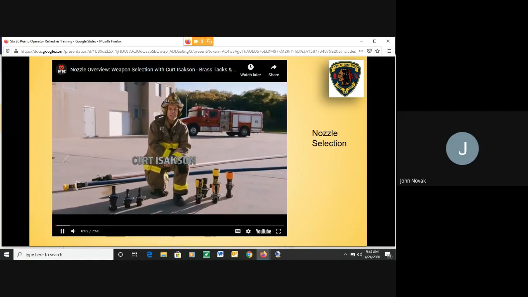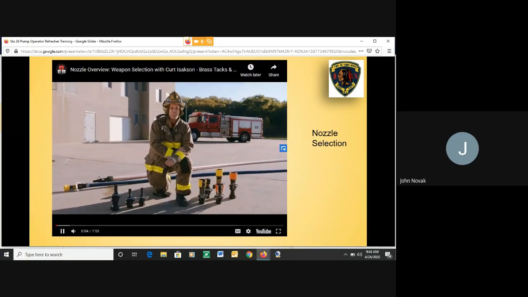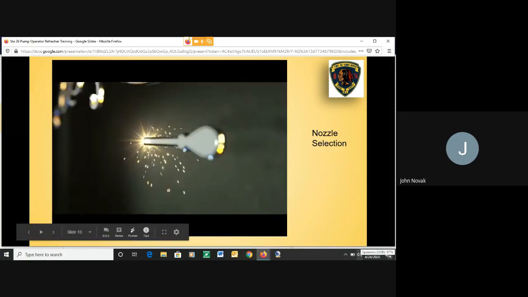Isaacson here with the brass tacks and hard facts of weapon selection for today's fires.